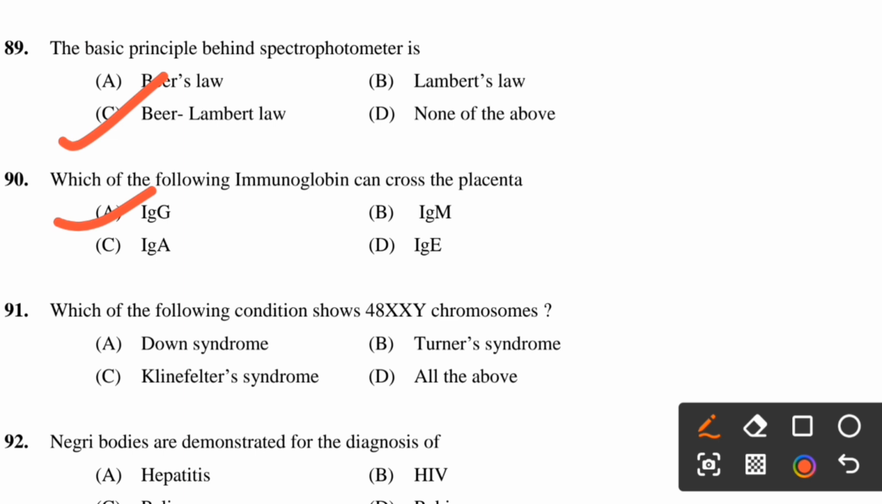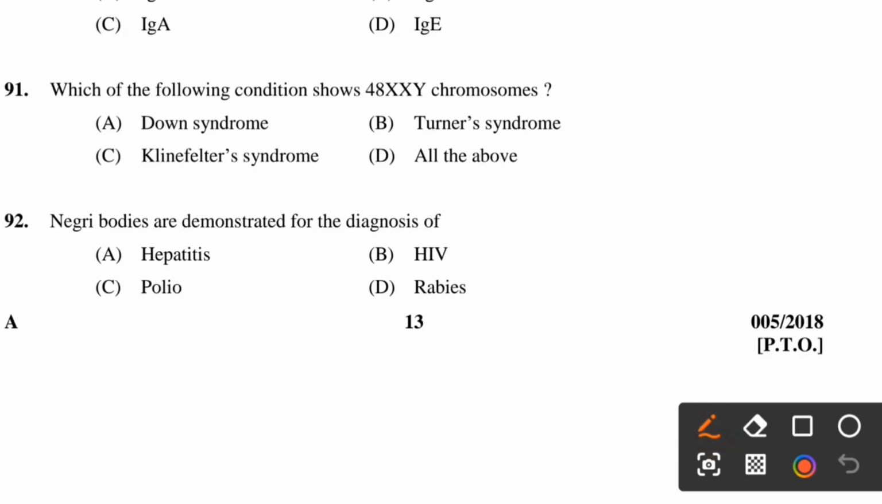Next one, which one of the following immunoglobulins can cross placenta? The right answer is IgG. IgG can cross placenta. Next one, which of the following conditions shows 48 XXXY chromosomes? Right answer, Klinefelter's syndrome. Next one, Negri bodies are demonstrated for the diagnosis of. The right answer is rabies.